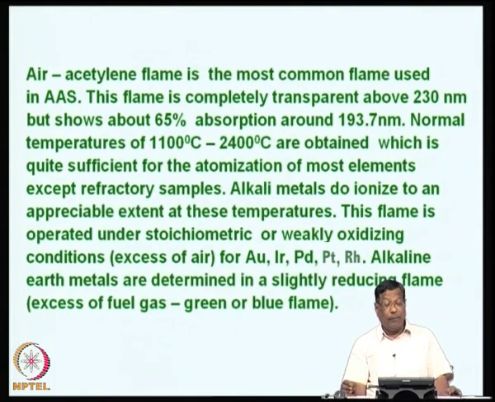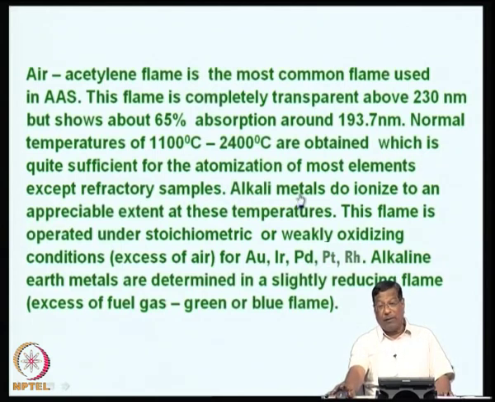Normal temperatures of about 1100 to 2400 degree centigrade are obtained, which is quite sufficient for the atomization. This point we have already covered, but this temperature is just not good enough for refractory elements, like vanadium, molybdenum, chromium, tungsten, etc. They form oxides, and oxides need higher temperature of the order of about 3000 degree centigrade to decompose and then produce atoms. So, except refractory metals, these gases are fine, you can use them.